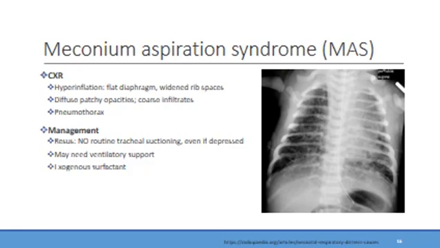The management is very important. During the resuscitation in labor ward, you will follow the normal algorithm, and there's no intrapartum or routine tracheal suctioning required, even if the baby is delivered in a depressed state. It is only when you think that meconium is actually obstructing the airway that you will intubate and suction from below the vocal cords. Many of these babies will need ventilatory support, and in this case oxygen is your friend.